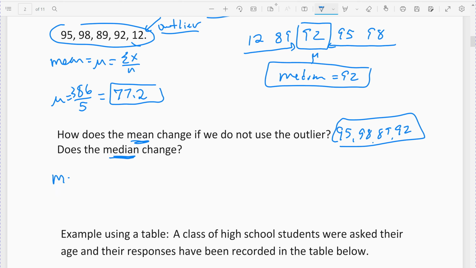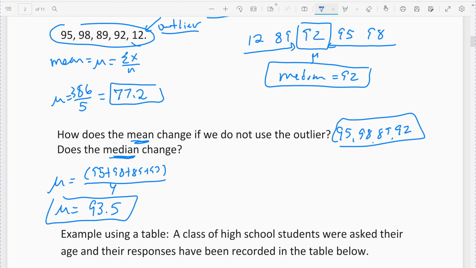The mean would be the sum of all the scores. So we add up those scores, the 95, the 98, the 89, the 92, and this time we divide by 4. When we do that, the average comes out to be 93.5, which is a lot different than the 77.2. That represents those 4 numbers. So the 12 greatly affected the average. That 12 really brought the average down, so when we throw it out, our average goes up.